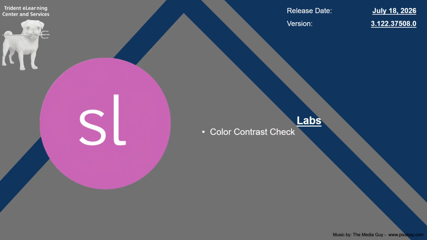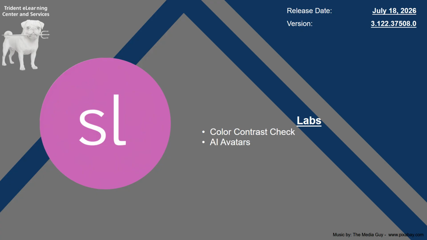The first is the color contrast check, which we've discussed in previous update videos. This feature scans your entire project for color contrast issues and surfaces them directly in the accessibility checker, so you don't have to leave Storyline to verify contrast ratios.